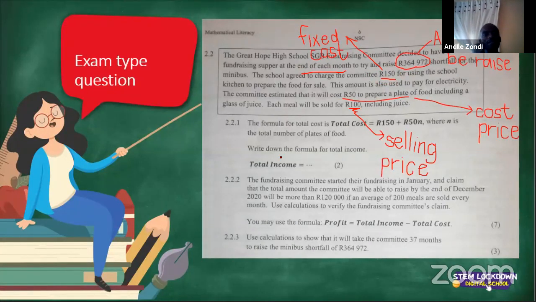Now let us look at the first question. First question says 2.2.1.